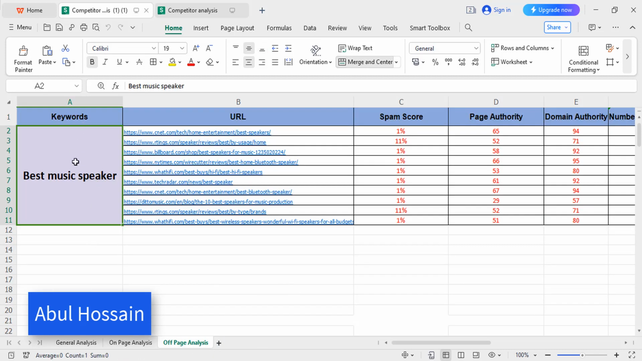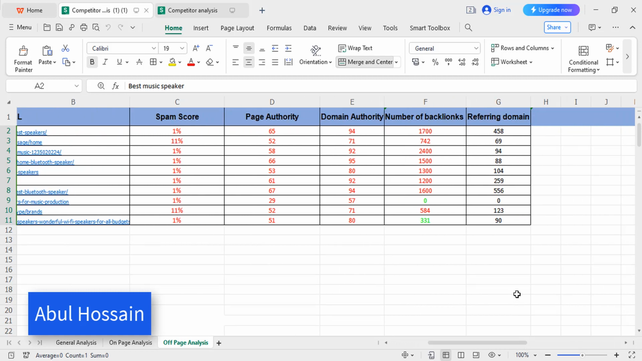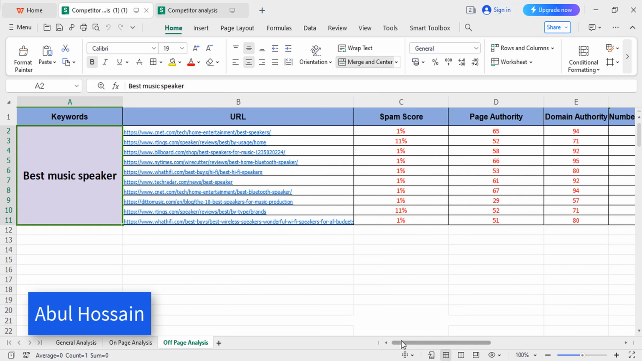Again, we have the same keyword and the URL. And over here, we're going to check the spam score, page authority, domain authority again, and the number of backlinks that they have, and referring domains. So competitor analysis is conducted in three stages: general, off page, and on page. So this is the overall picture of the competitor analysis based on a single keyword called best music speaker.